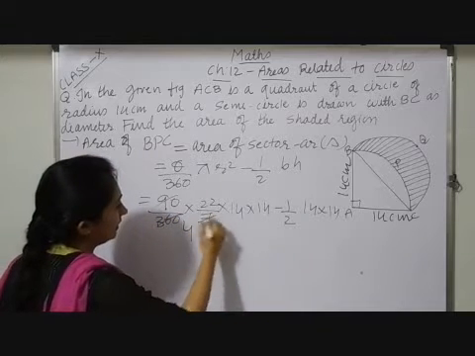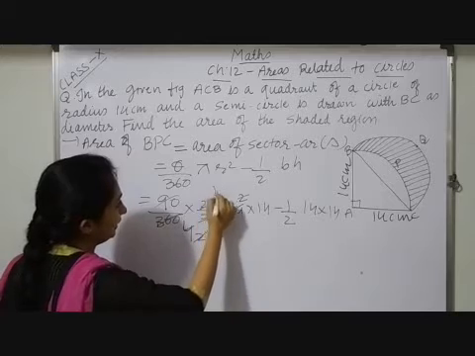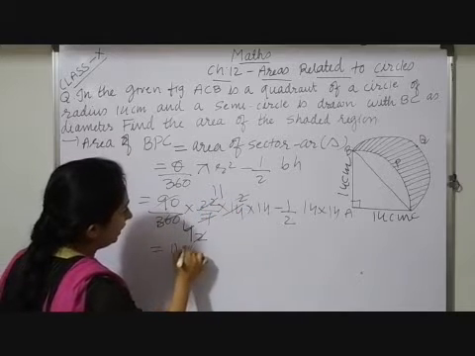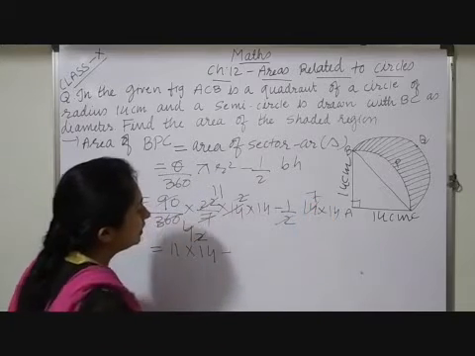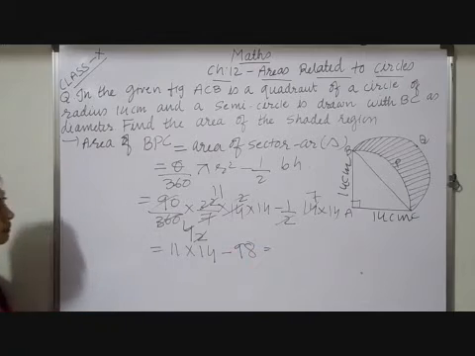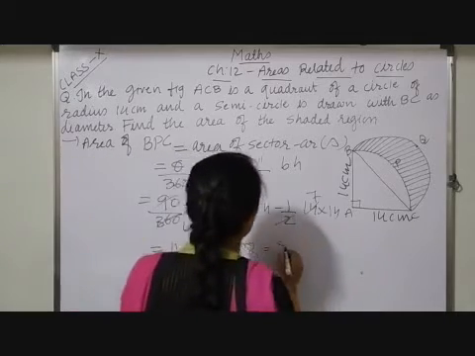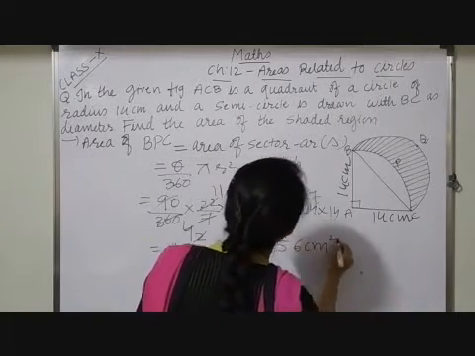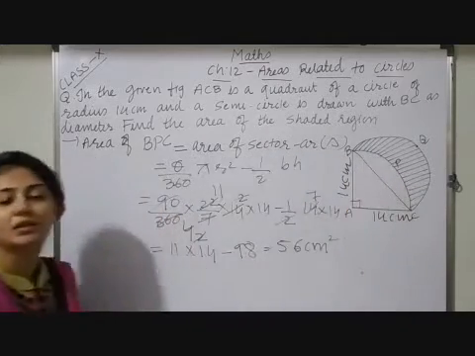Simplifying, we have 11 into 14, minus 7 into 14, that is 98. So when you subtract it, here you will get the answer 56 centimeter square. So now this portion I got as 56 centimeter square.